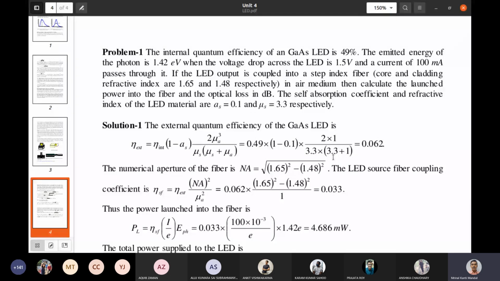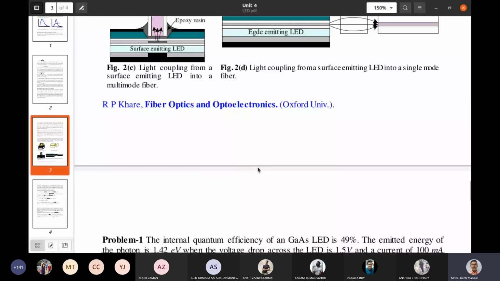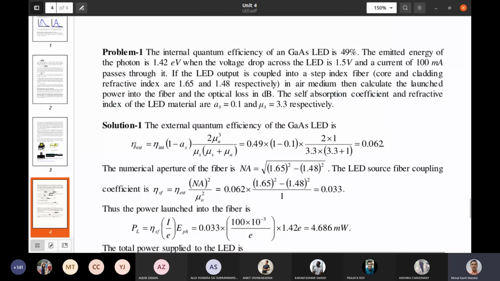It is given 3.3 plus 1. So after calculating, maybe my calculation may be wrong because I have not given the square here. It is a square term. If you see here, it is a square. So if you make it square, then you will get the result, that is the external efficiency, right?